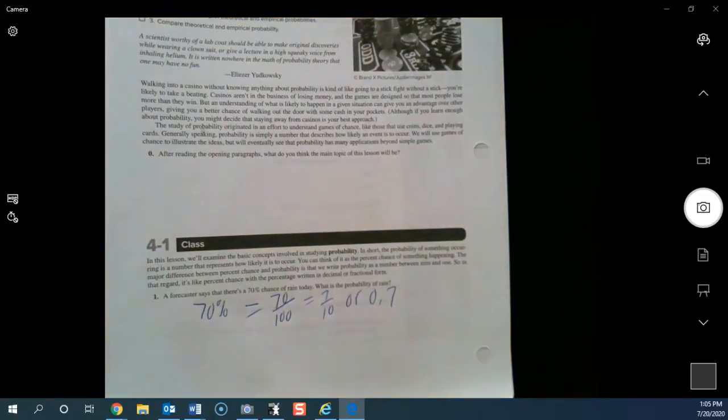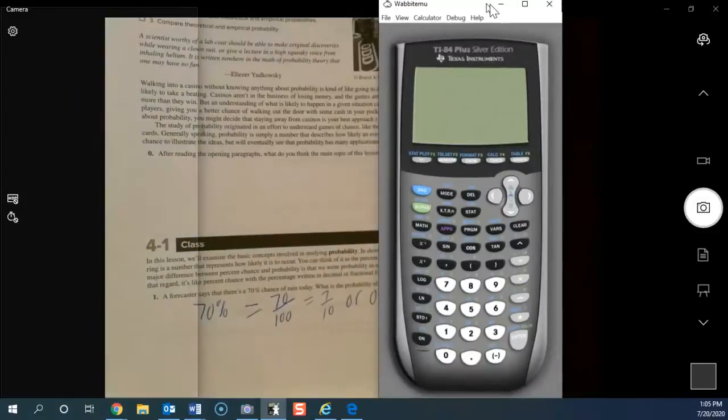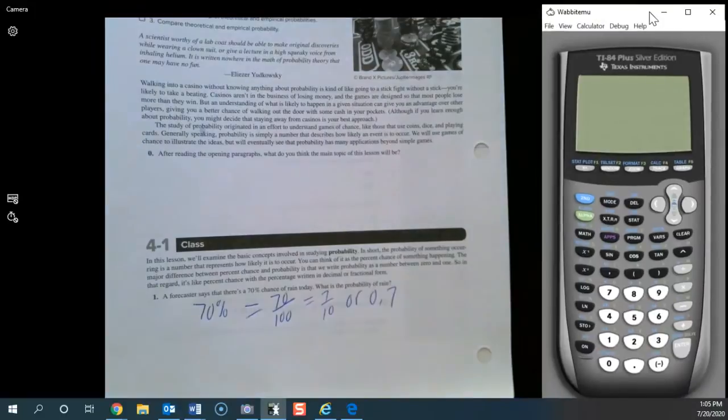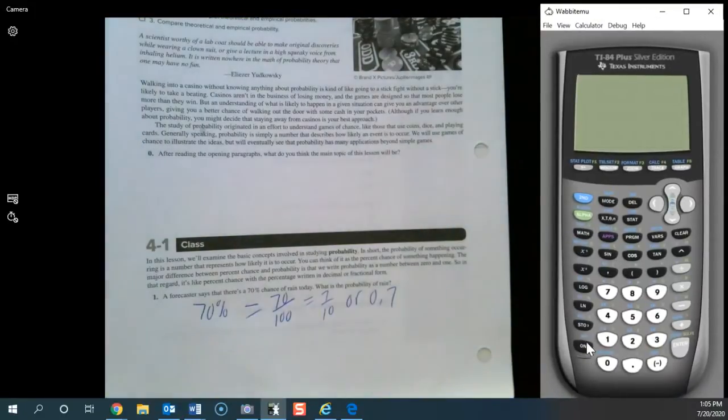And we could put that in our calculator to illustrate this. So what I'm going to do, I'm going to pull up the TI calculator only because this is just basic arithmetic. And like I said, it takes up less room than our traditional Desmos calculator. So we will have 70 divided by 100, and that will give us our decimal.